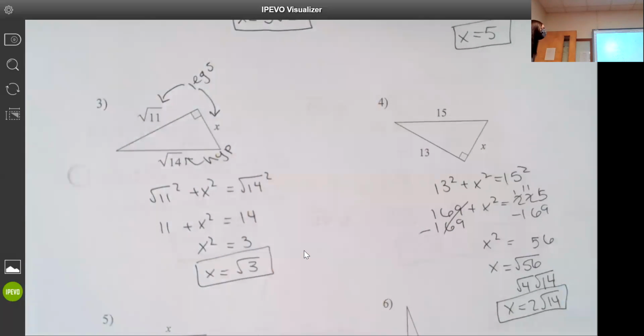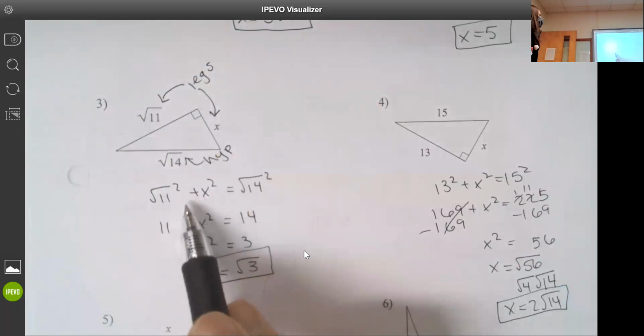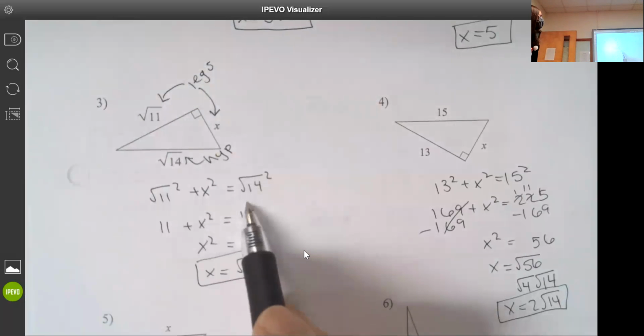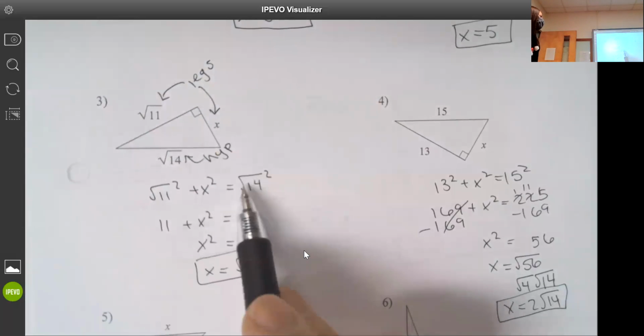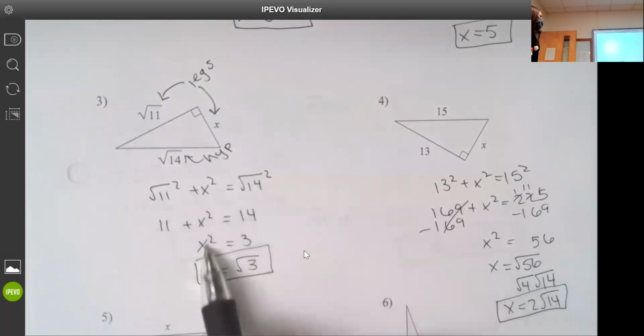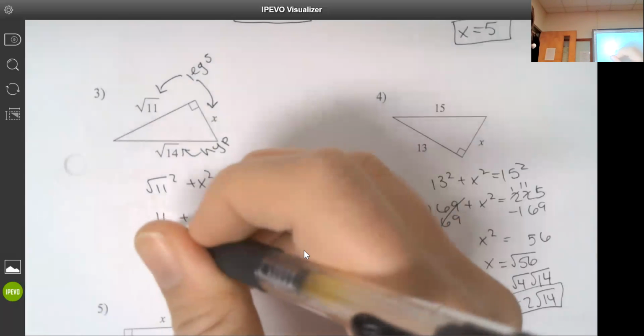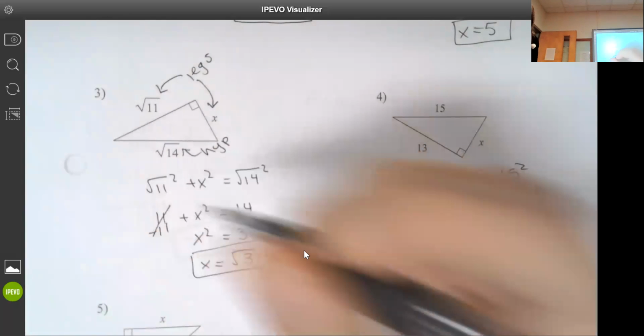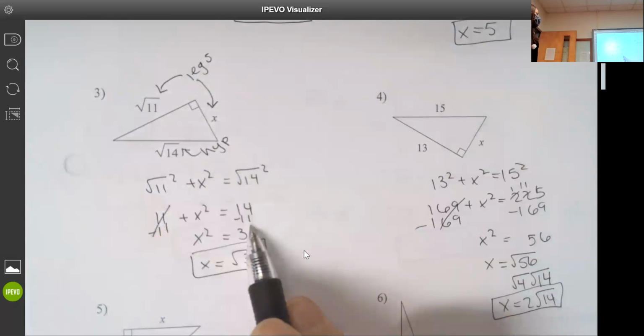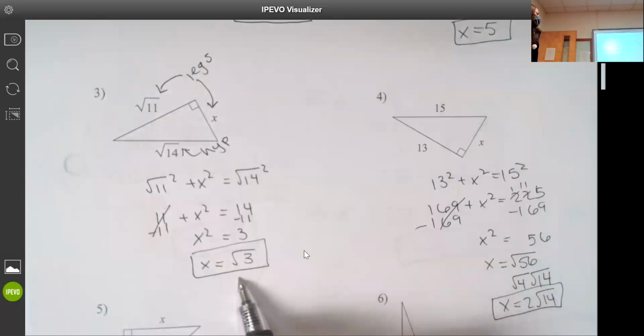So looking at 3, I have the square root of 11 squared plus x squared equals the square root of 14 squared. The hypotenuse we know. And then, like I said, those just cancel each other out, so it just leaves me with 11 and 14. And then I have to solve to get x. So I subtract 11 from both sides and then take the square root to solve for x.